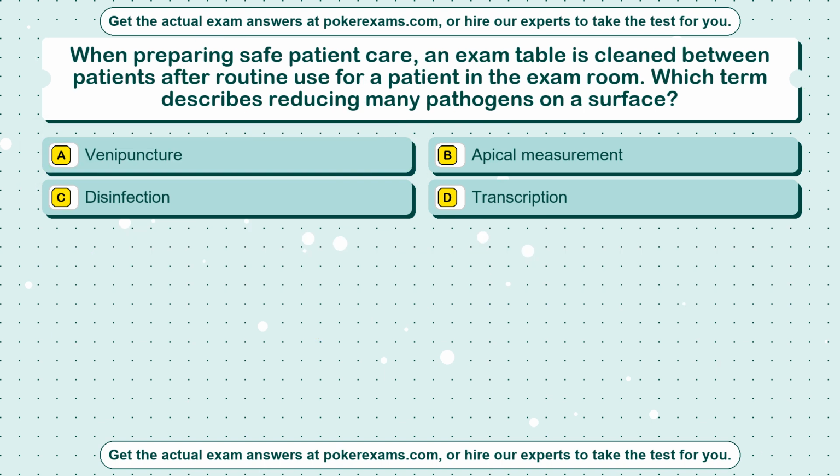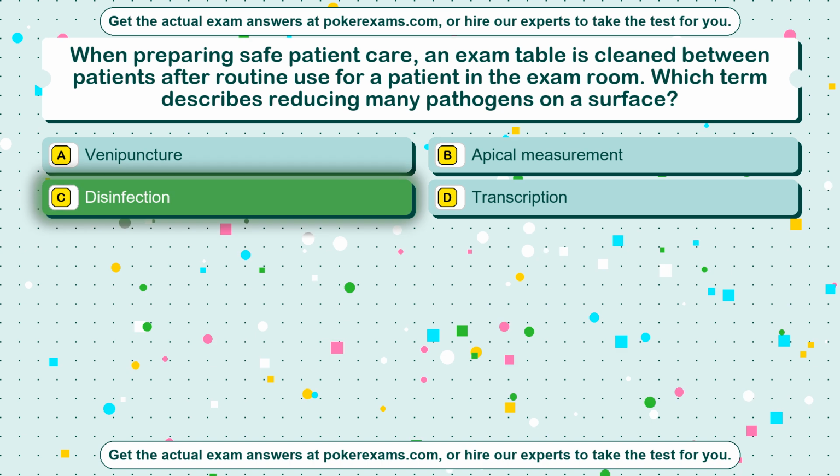Question 9. When preparing safe patient care, an exam table is cleaned between patients after routine use for a patient in the exam room. Which term describes reducing many pathogens on a surface? Option A, venipuncture. Option B, apical measurement. Option C, disinfection. Option D, transcription.